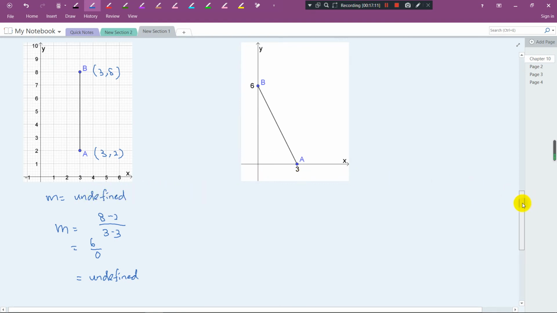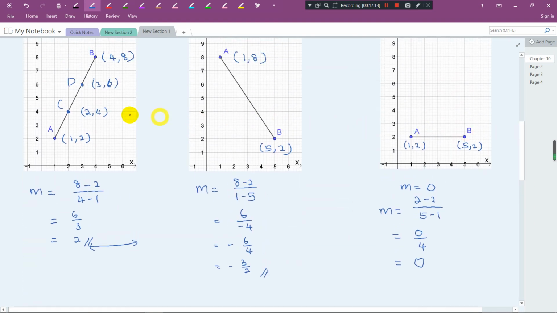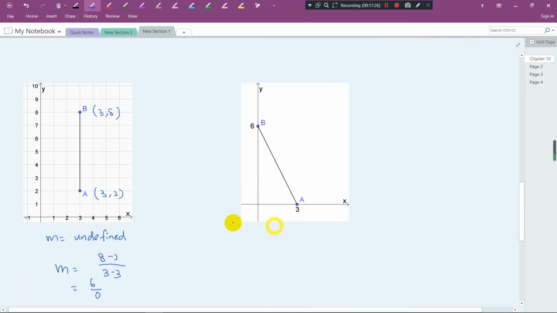Okay? So these are the 4 types of gradient that I told you just now. Incline upward, positive. Incline downward, negative. Go horizontally, parallel to the x-axis, 0. Go up vertically, parallel to the y-axis, undefined. Okay, now let's try the last one.